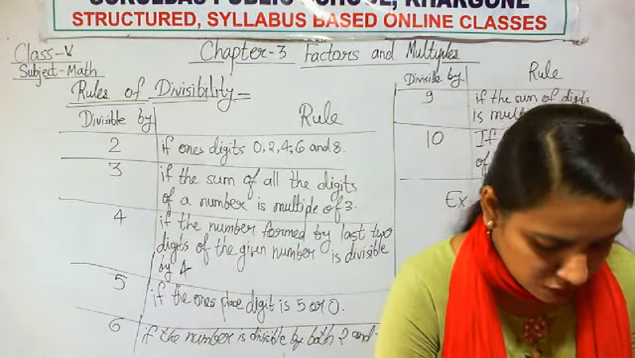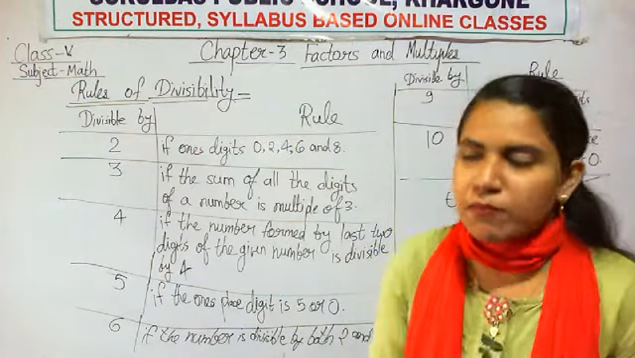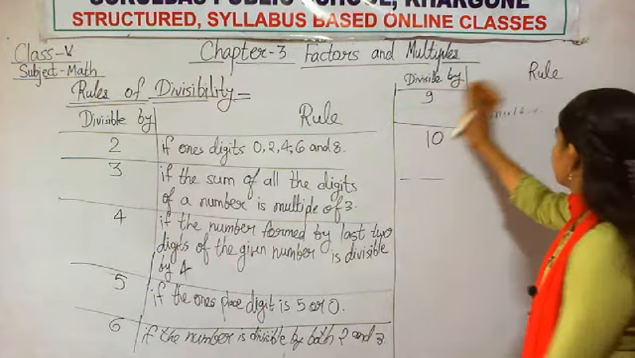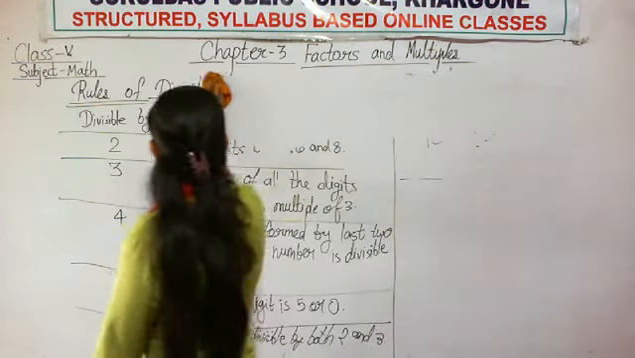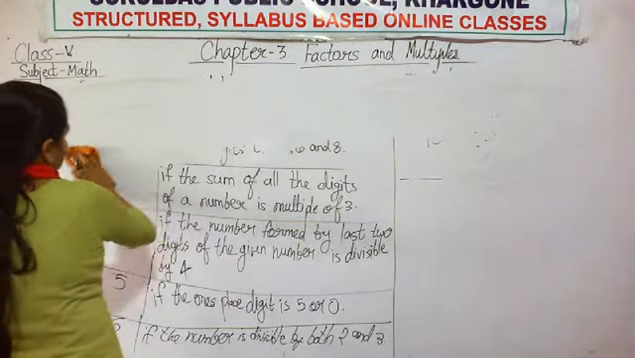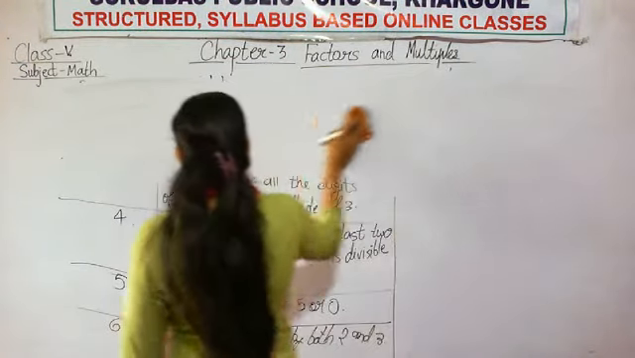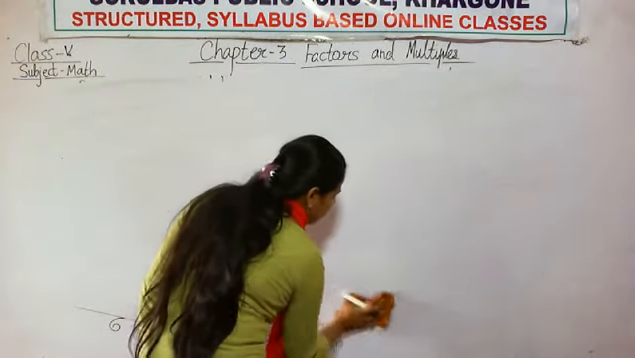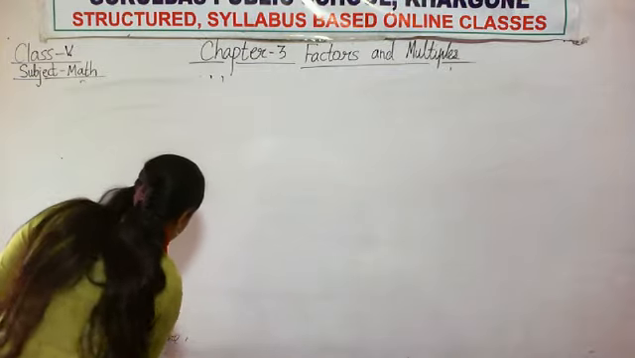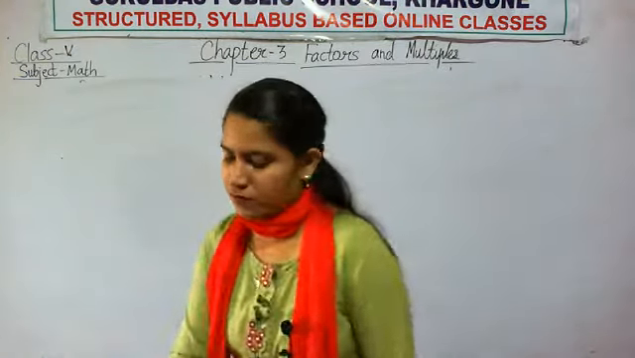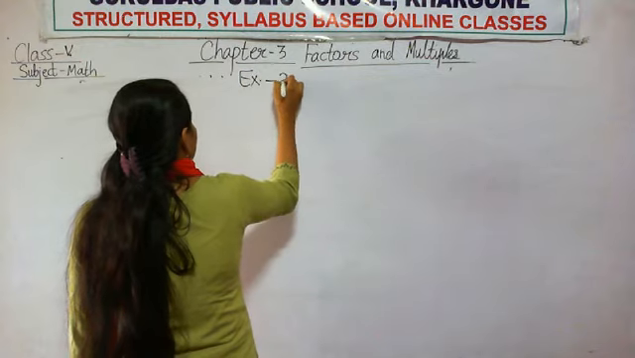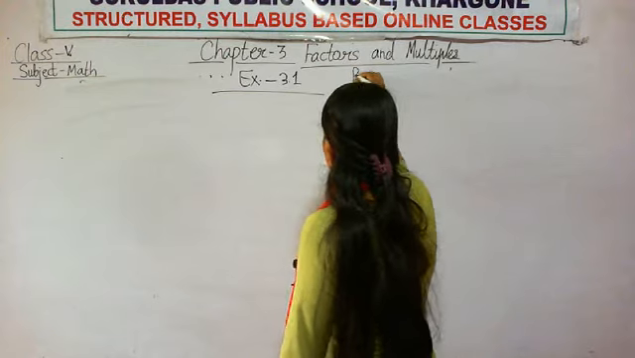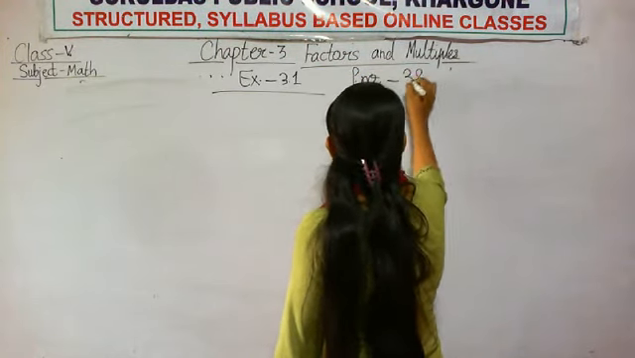Okay, now open your book. Open page number 38, exercise 3.1. We have discussed all the rules. Exercise 3.1, open the book to page number 38.